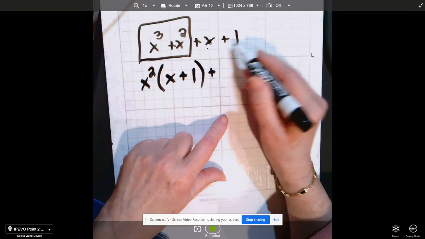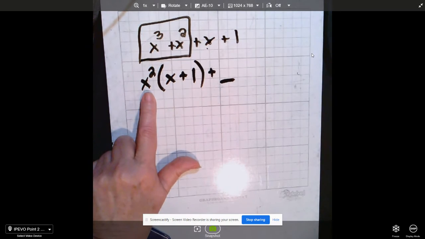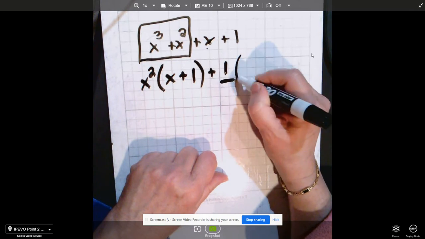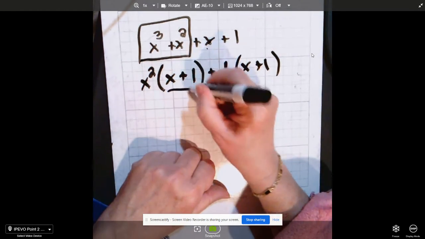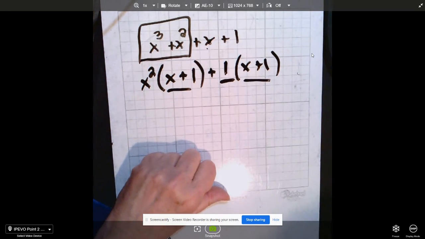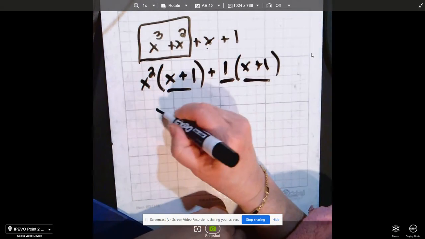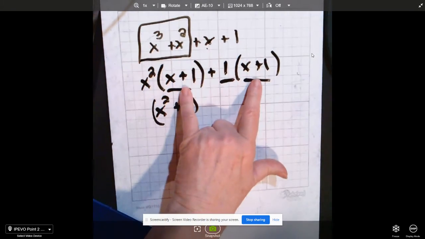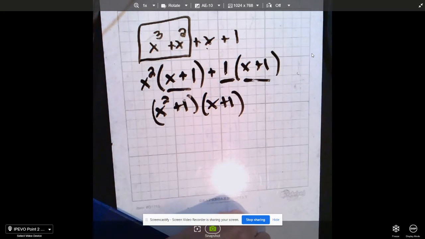There's nothing I can take out of here, but I have to have a number there because I have to have something that will go with this. So I have to take out at least a 1. So then I'll be left with x plus 1. Remember, these two parentheses have to be the same. So the two numbers I took out is my first factor. So x squared plus 1 is my first factor. And the stuff that's in parentheses, I only write once as my second factor.